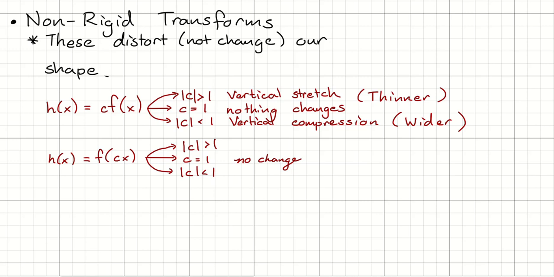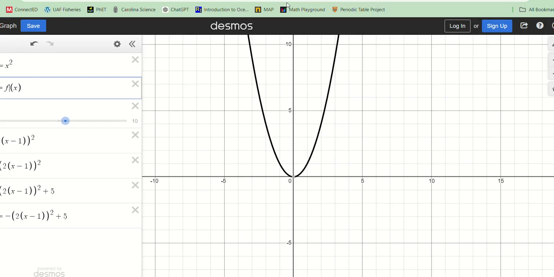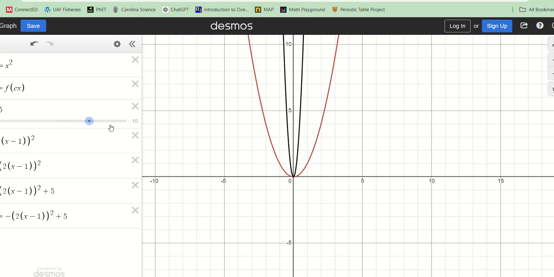But let's just check. Total shot in the dark. It might be if I let C live right there. If I make it bigger, what happens? Thinner or wider? Thinner is 1 arm, wider is 2. Total guess I'm fine with. What's your gut say? C is greater than 1 is thinner for most of you. Okay, let's check. Okay, it did. Cool. As we look at this, we are now squeezing this thing horizontally.